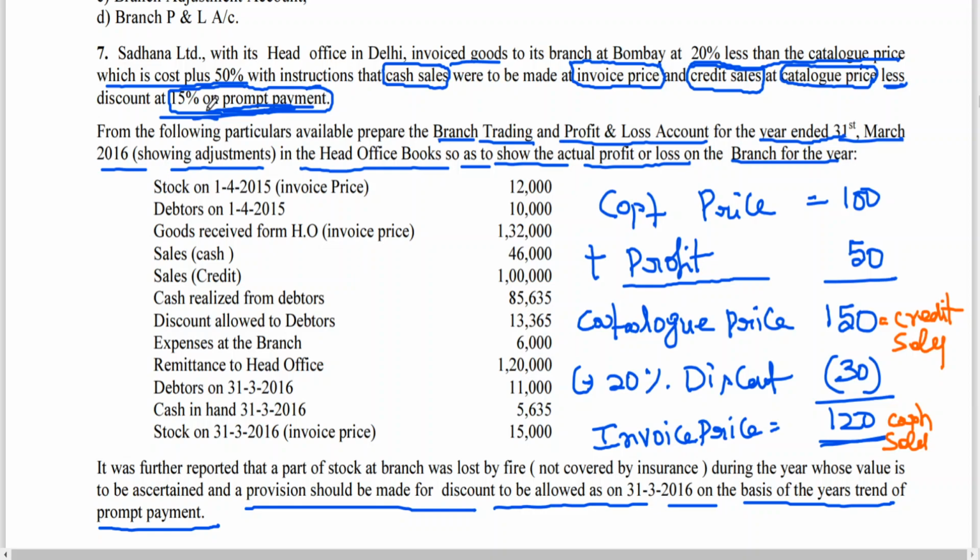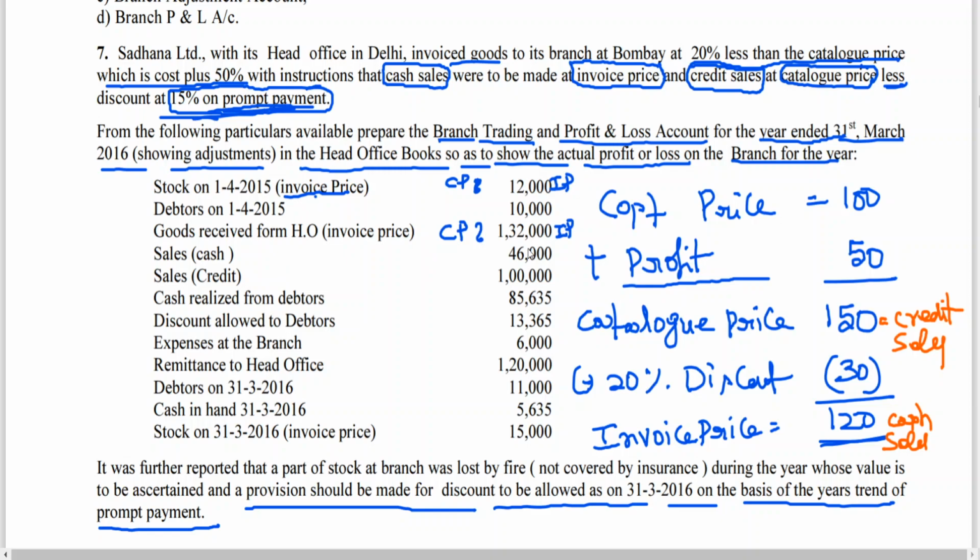Now, having said so, stock at invoice price for preparing. This is opening stock now because you are closing on 31st March. I want stock at cost price. This is invoice price. Now, I have to convert into cost price. Debtors on 1/4/15, this is opening. Why is debtors given? We discuss later on. Goods received from head office means in branch trading account. This is again invoice price. We need to have information of cost price. Question mark means we need to ascertain.